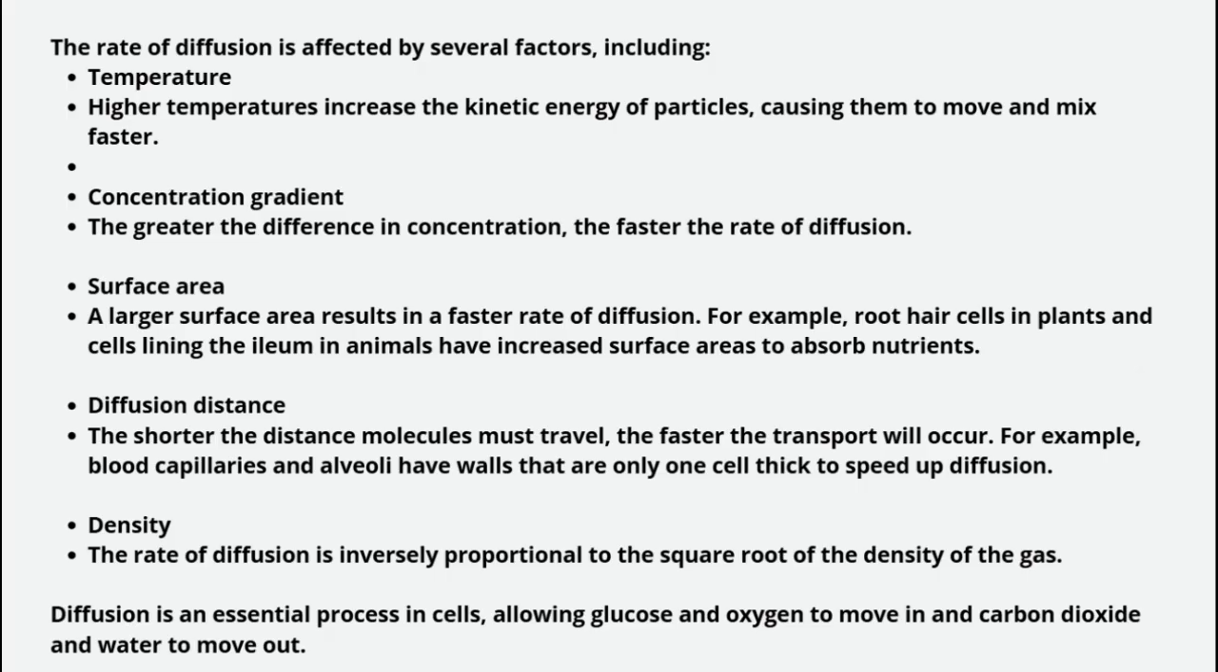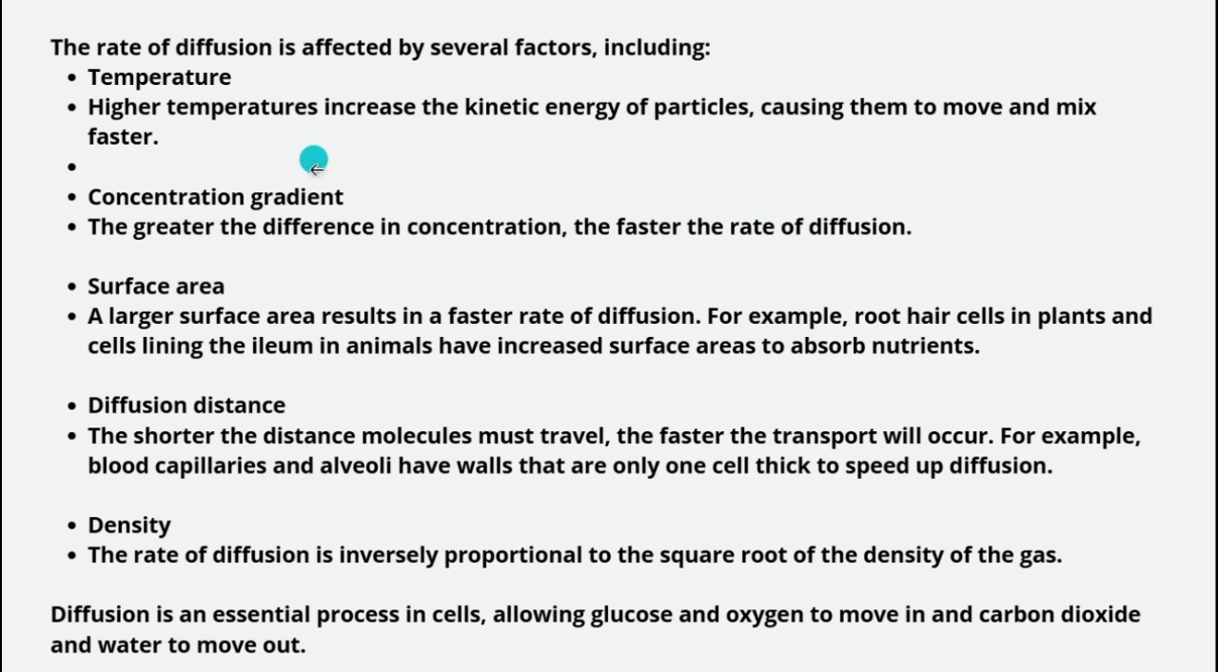Right, so let's talk about the rate of diffusion. The rate of diffusion is affected by several factors, including temperature, concentration gradient, surface area, like for example in our cells, or surface area to volume ratio. Also the diffusion distance and density.